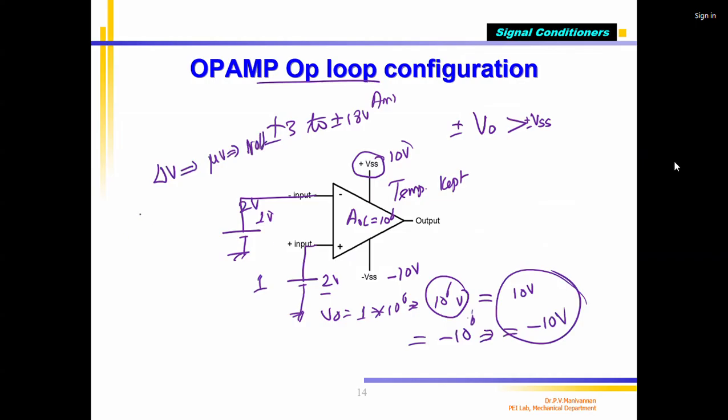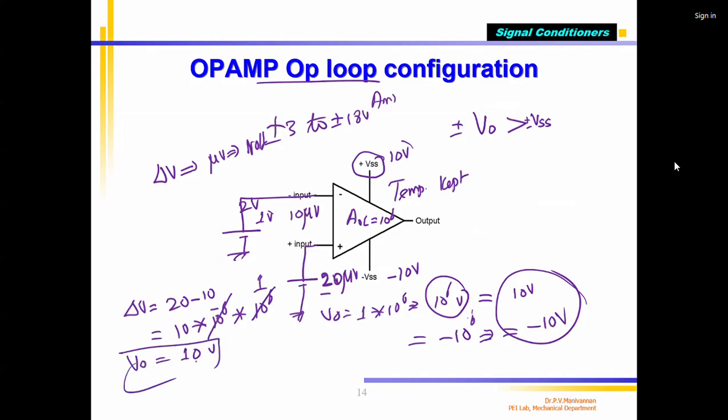Why? If I am giving 10 microvolts here, and this is 20 microvolts, what is delta V? 20 minus 10 equals 10 microvolts, equal to 10 into 10 power minus 6. Micro means this. Multiplied by my AOL. What is the AOL value? 10 power 6. Correct? The 10 power 6 and minus 6 cancel. I will get 10 volts. V0 equals 10 volts.